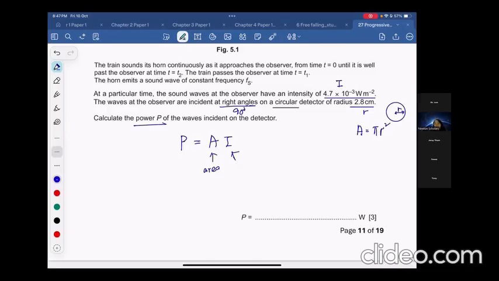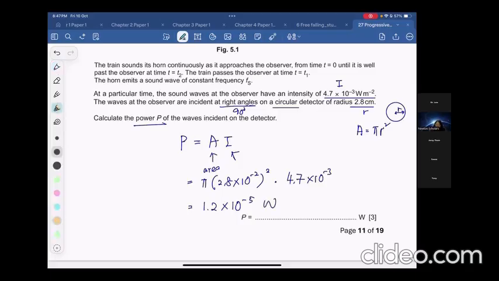Yes, power correct. Washini correct. Wesley correct. Area is pi r square, where r is 2.8 times 10 to the power of negative 2, squared. Pi r square times the intensity, which is 4.7 times 10 to the power of negative 3. So for our answer, if you press it correctly, 1.2 times 10 to the power of negative 5 watt.